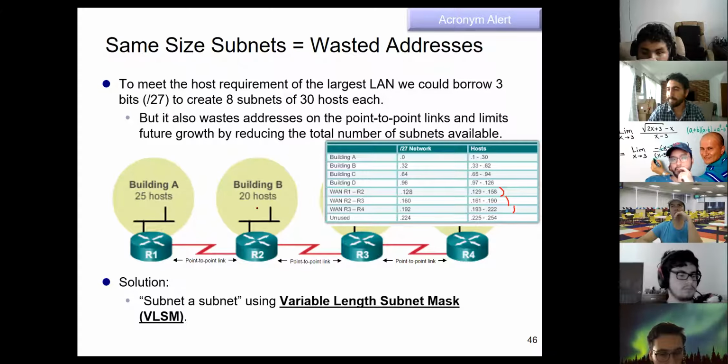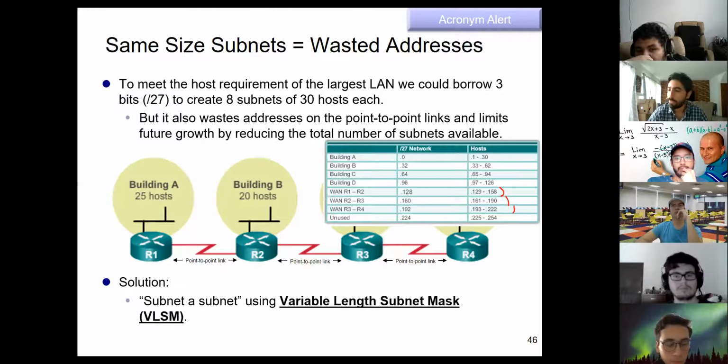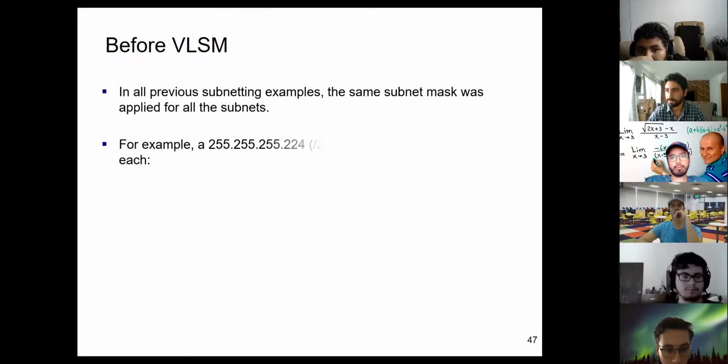But for example, if after some days you decide to make another 2 buildings, then you're going to have a problem, because now you're just left with one unused subnet for your network. How we can solve this problem is by using variable length subnet mask, or VLSM. And the idea is just subnetting a subnet. That's all it says, so don't get confused with it. I'm going to describe how it works.